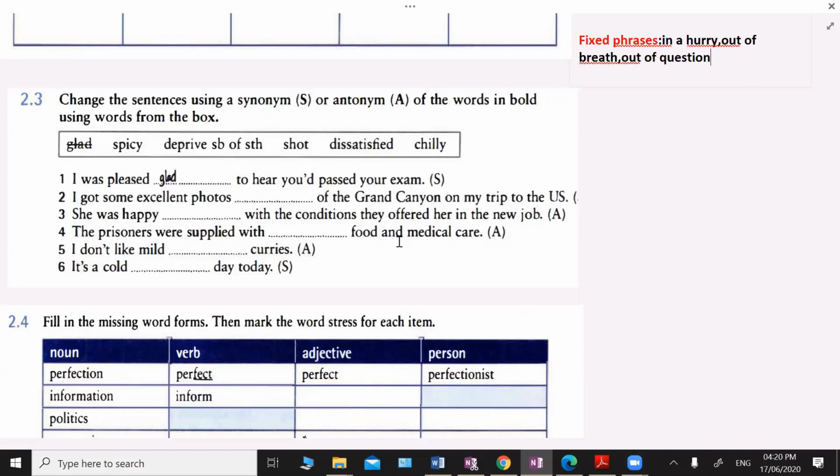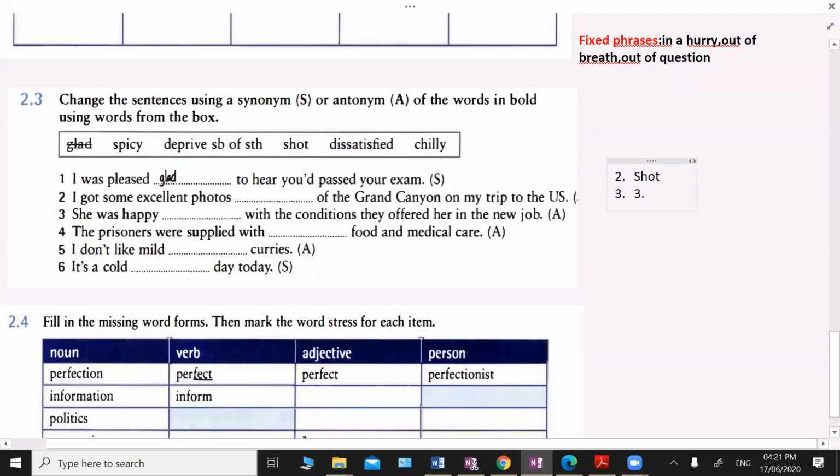Now I'll move on. I got some excellent photos of the Grand Canyon on my trip to the US. Someone says short. Okay, thank you. That is the right answer. Number two is short. That's right.